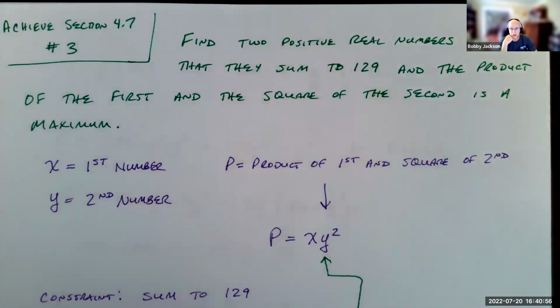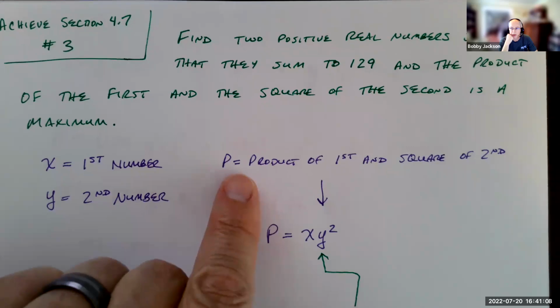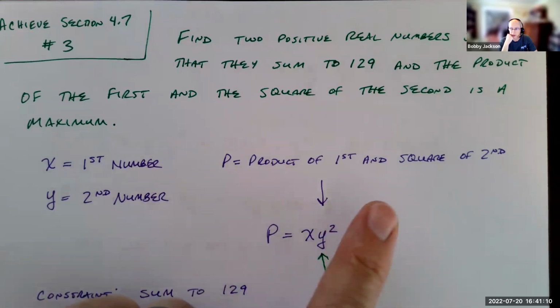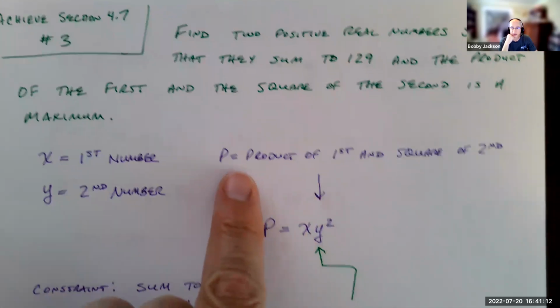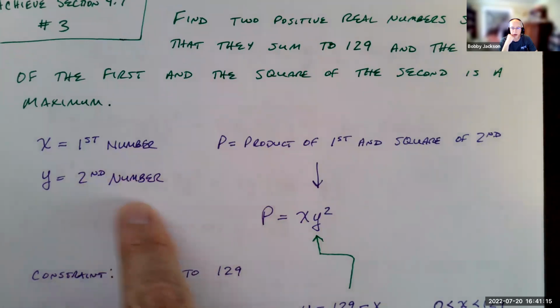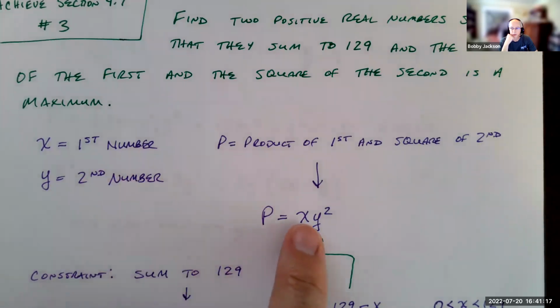Now, don't just start assuming that whoever's reading this is going to know what my variable x represents or what my variable t represents or what my variable l represents. Make sure you clearly define those. P is the product of the first and the square of the second, and that's what we're trying to maximize. So what would it be in terms of x and y? The product is the first, x, times the square of the second, y squared. So this is what I'm trying to maximize.